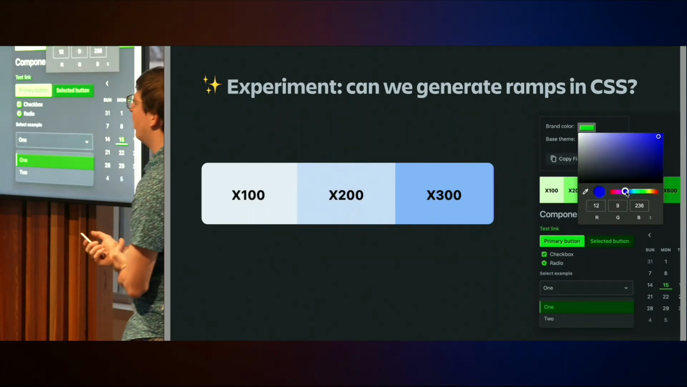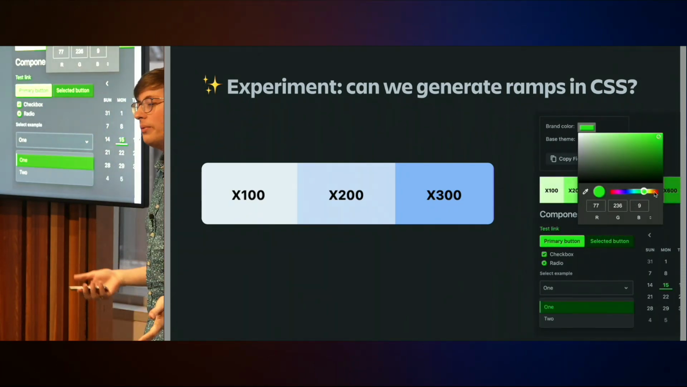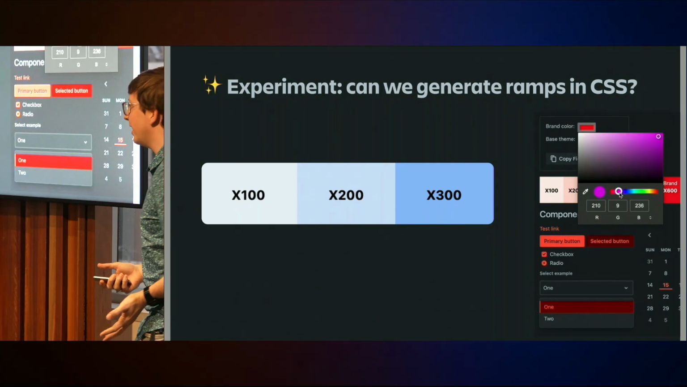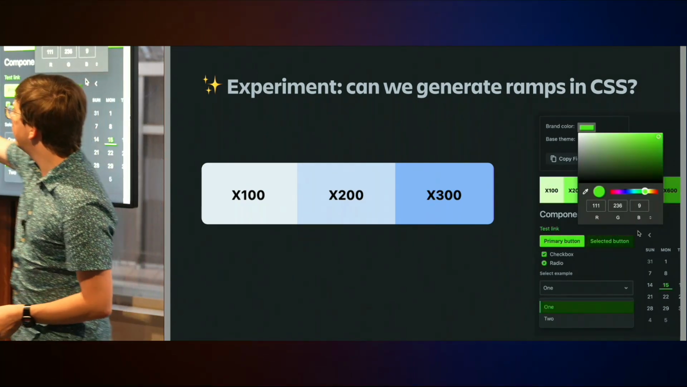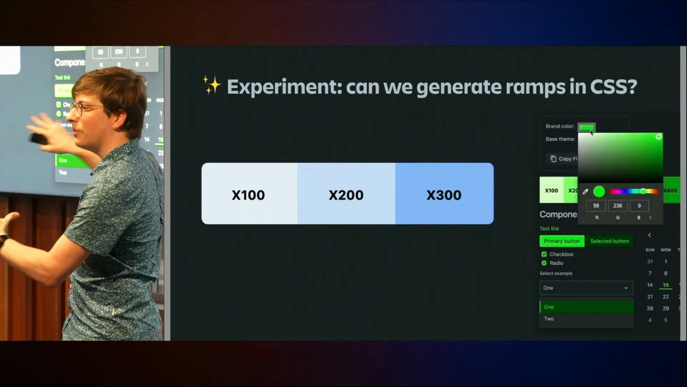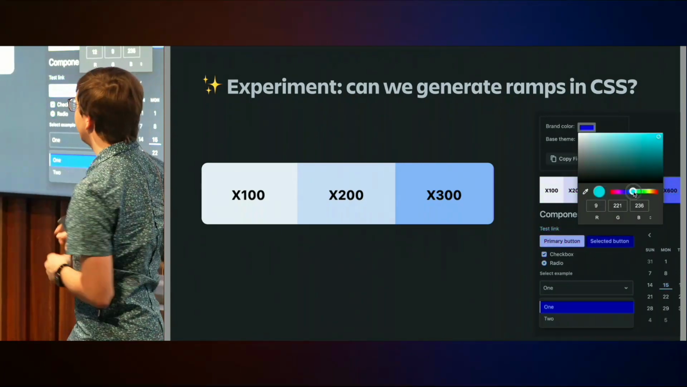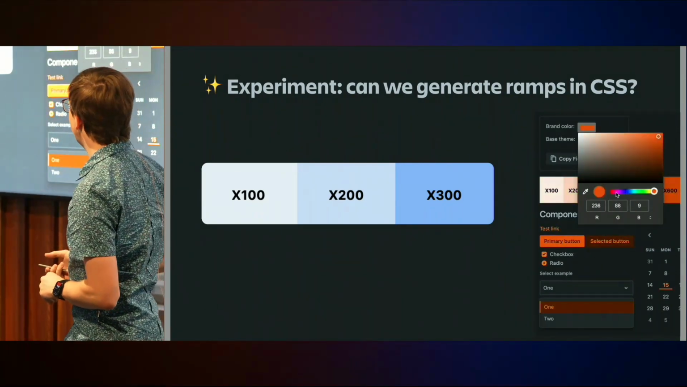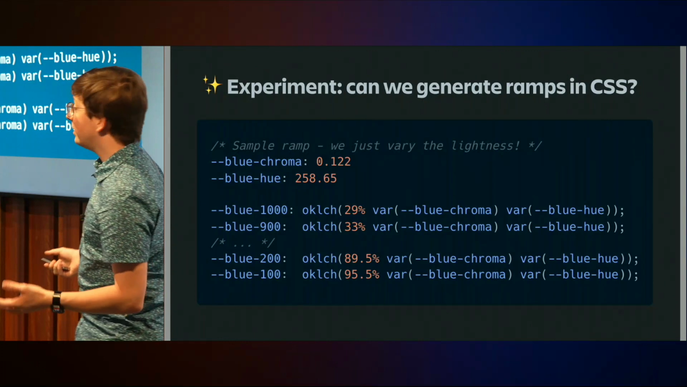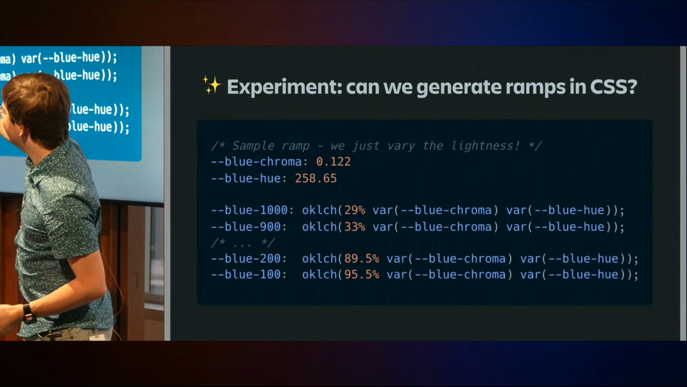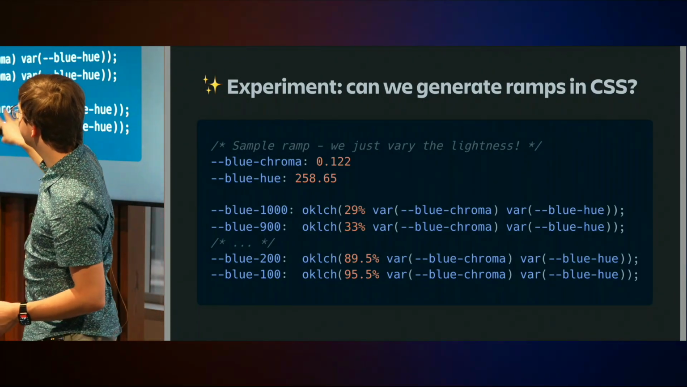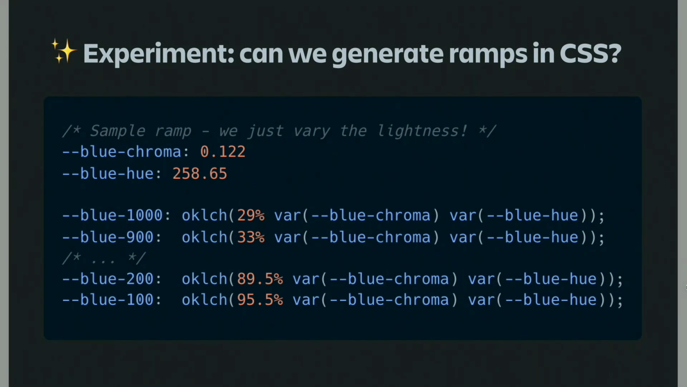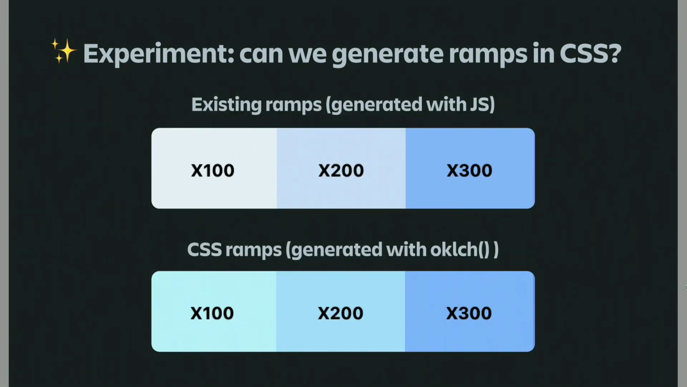So let's do an experiment. I wanted to generate those palettes. Currently, I'm doing it with JavaScript. Can I do it with CSS yet? So, can I generate, from 100, 200, 300, these different lightness values for a given ramp? Well, here's an example of how you could do it. You can set a CSS variable for chroma and hue, and then you can slot them in and just change the lightness value, and then maybe you get a nice ramp. That'd be pretty cool. Here's what you get.